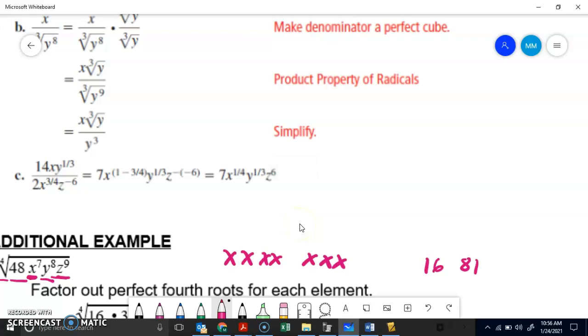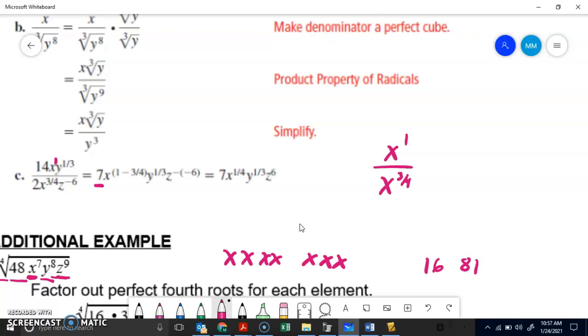So what I see here is 14x y to the 1/3. And down below I see another number 2, an x, and a z. So what do I do with these? Well, first of all, the numbers I just treat like numbers. 14 divided by 2 is 7. But then I'm dealing with an x with a first exponent of 1, and an x to the 3/4. So what I have is x to the first and x to the 3/4.